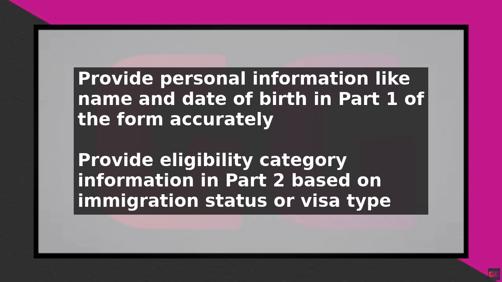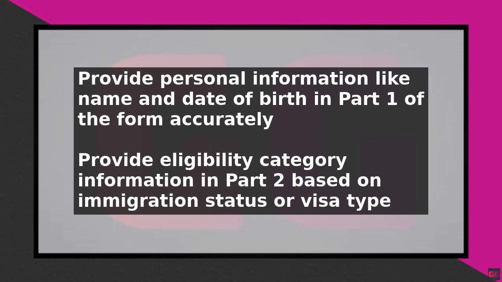In Part 3, you will need to provide information about your previous employment authorization, if any. This includes any previous employment authorization documents you have received, including the document number and expiration date.